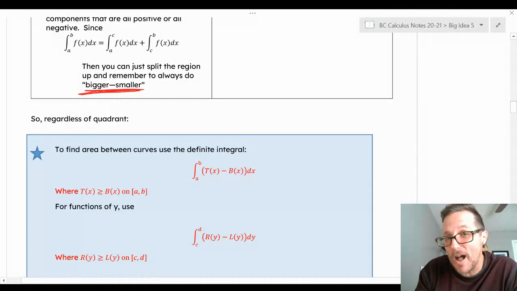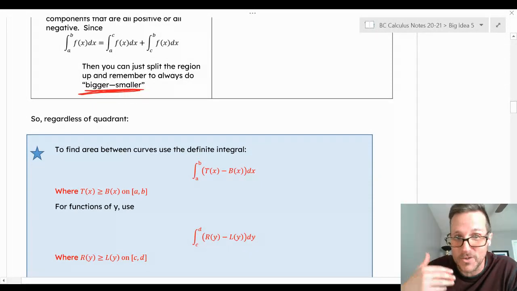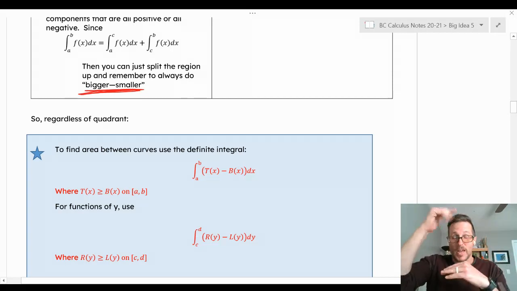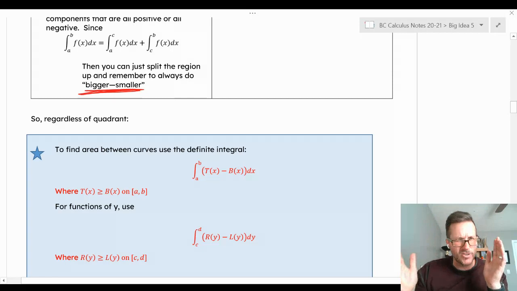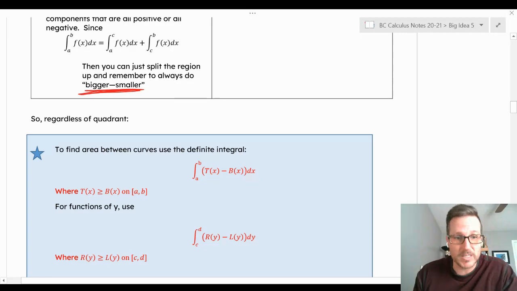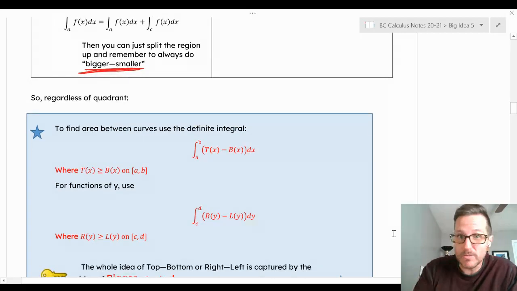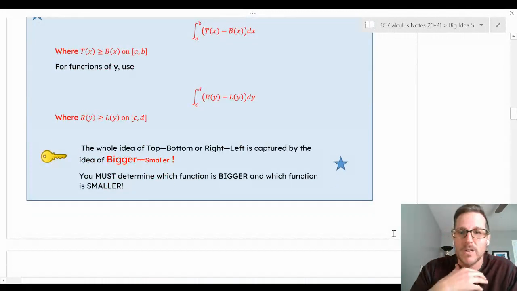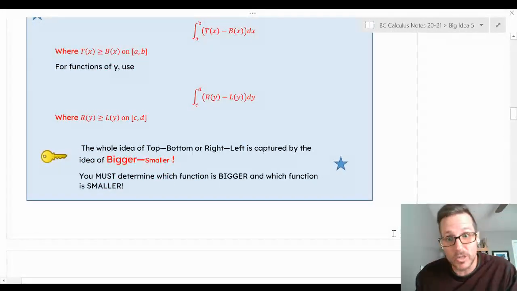Now, if we're in terms of y, things are similar, right? The story is bigger minus smaller. Now, top and bottom, okay, top is bigger, but right and left, who's bigger? Which has a bigger x value? The right side has a bigger x value, so that means the right side is bigger than the left side. So for functions in terms of y, I'm just going to do the integral from c to d of the right minus the left, where that is bigger minus smaller. That same motif throughout this whole entire unit, really.